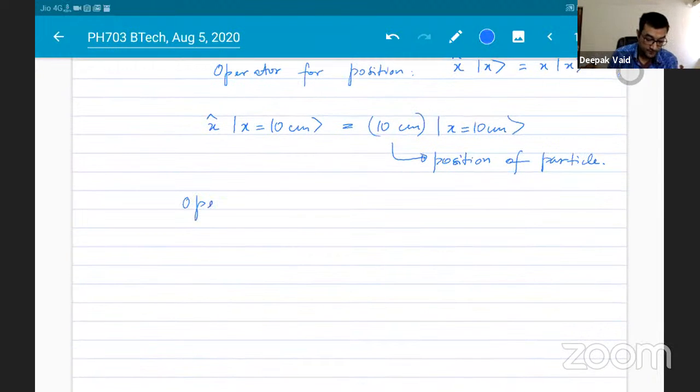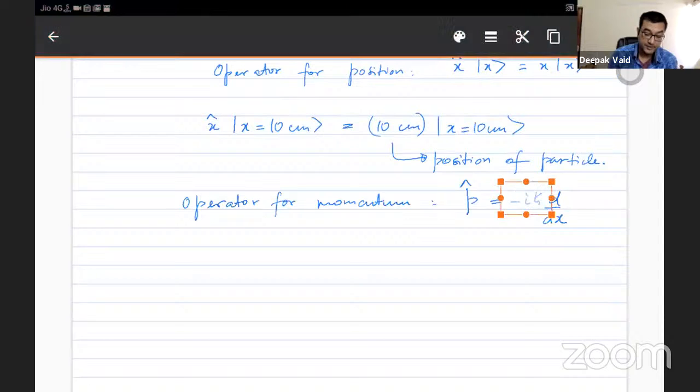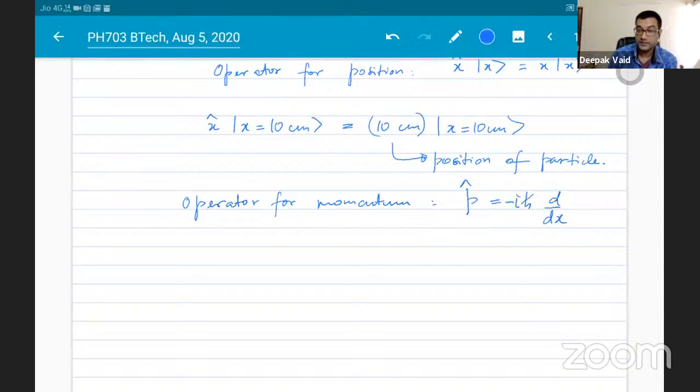Now, what about the momentum? This is where all the quantum things actually come in. The momentum operator is written in this way: minus i times h bar times d by dx. Now, this is very strange. All of a sudden, this appears like magic, and you think, well, how is this making any sense? So I will try to justify it now.